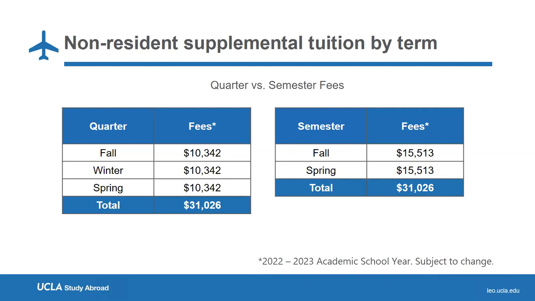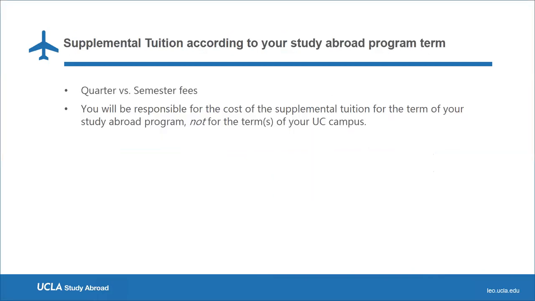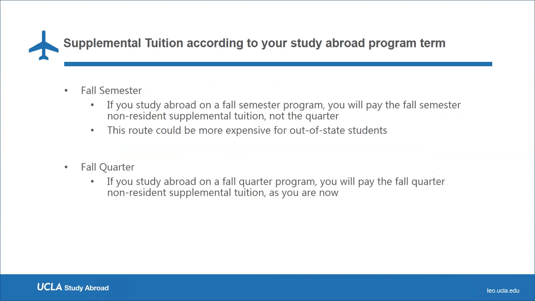The reason that is important is because, like I mentioned, the fees you are assessed, or how much you pay in non-resident tuition fees, depends on your study abroad program term, not on UCLA terms that you are abroad. So for example, if you would like to study abroad on a fall semester program, you will be responsible for paying the fall semester non-resident tuition fee, not the fall quarter. Even though UCLA is in the fall quarter, and even though you are a fall quarter student, you are participating on a fall semester program.